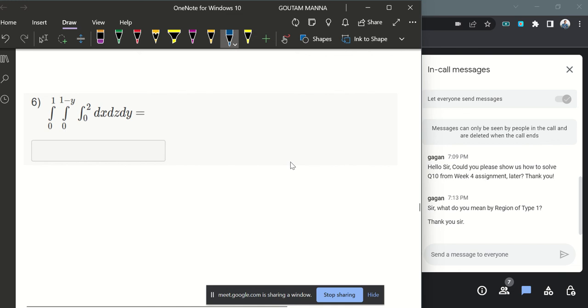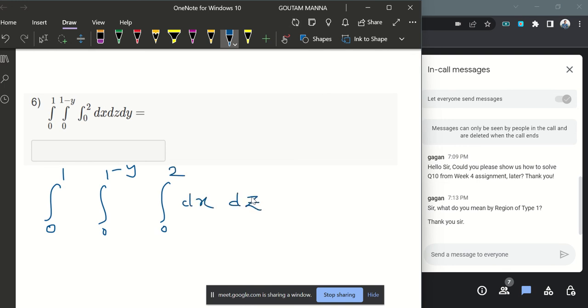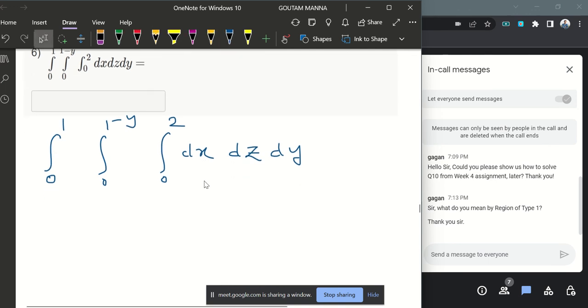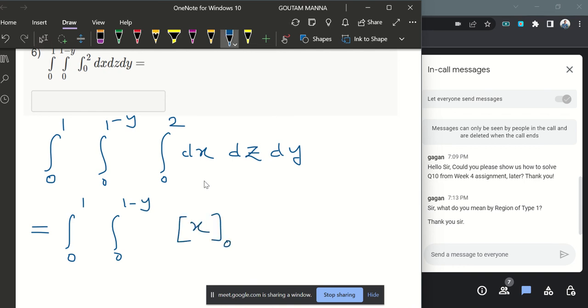Now problem 6, this is easy. So you have to find out this integration. Here 0 to 1, 0 to 1 minus y, 0 to 2, dx dz dy. So x is varying from 0 to 2, z is varying from 0 to 1 minus y, and y is varying from 0 to 1. So in that case, 0 to 1, 0 to 1 minus y. If you do the x integration, it will be x with lower limit 0 and upper limit 2 times dz dy.